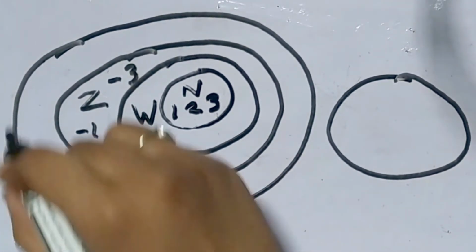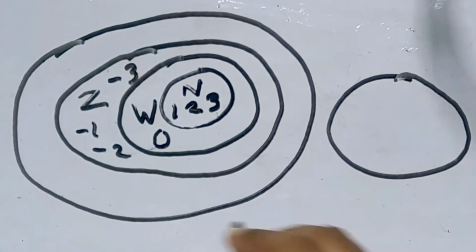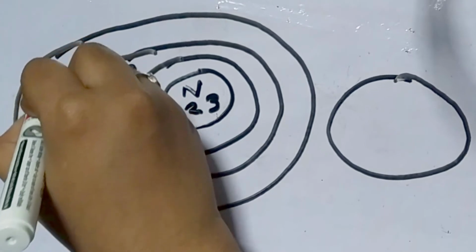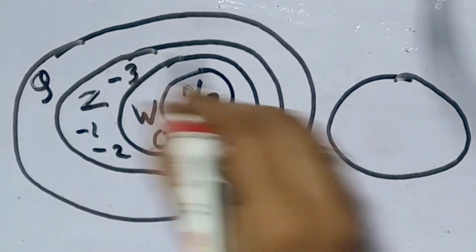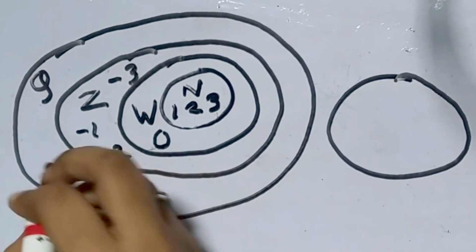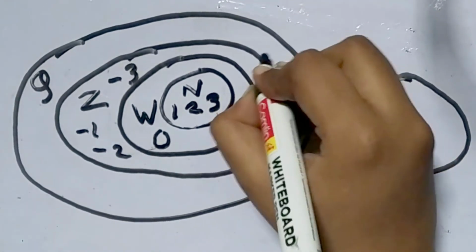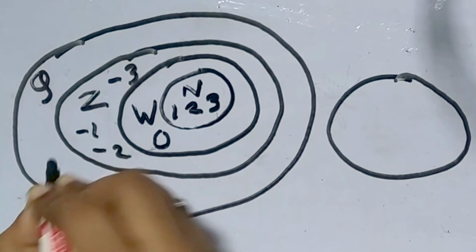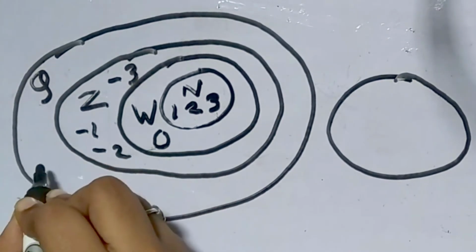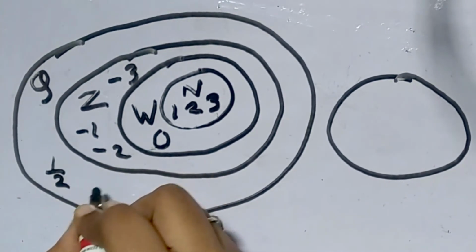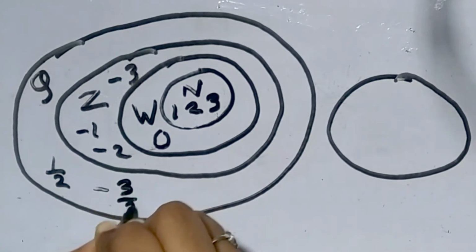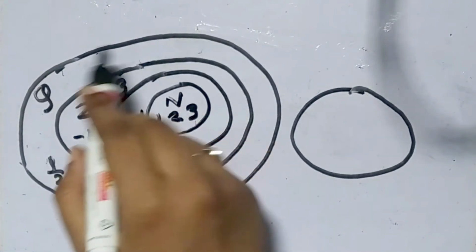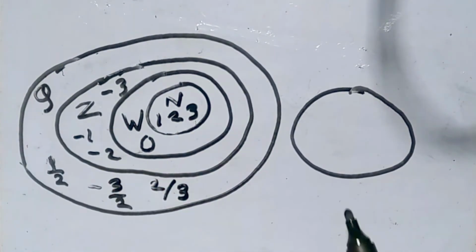Then what we saw, the next bigger part is rational numbers, which we denoted by Q. Here all the fraction part will come. Any number which we can write in the form of p by q. P and q can be any integers. So, half, -3 by 2, 2 by 3. All this type of numbers are called rational numbers.